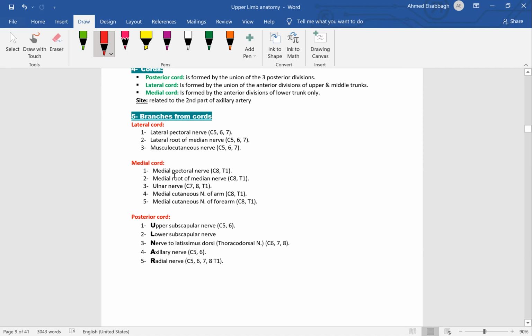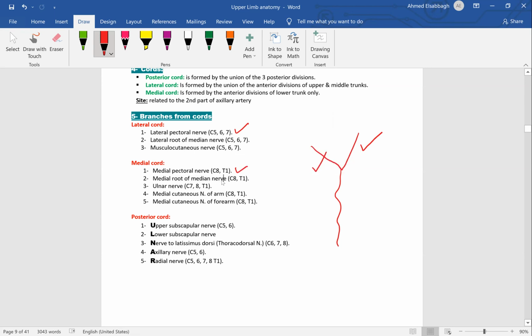Excellent. Lateral cord gives lateral pectoral nerve. So the medial cord will give the medial one, medial pectoral nerve. Median nerve, we have a very important nerve in the upper limb, which is called the median nerve. Median nerve has two roots, the lateral root and the medial root, and the two roots will form the median nerve. So the lateral root of median nerve is a branch from the lateral cord. The medial root of the median nerve is a branch from the medial cord.